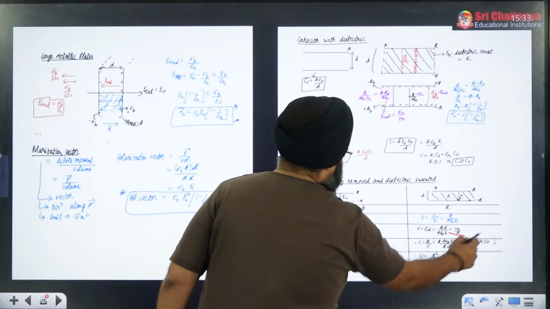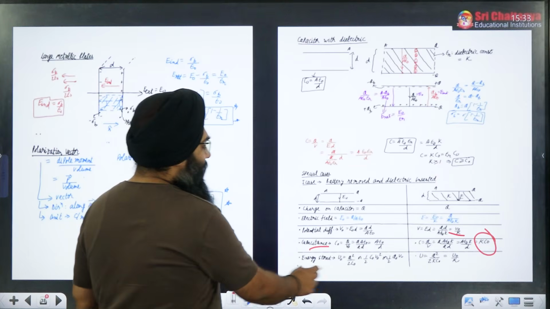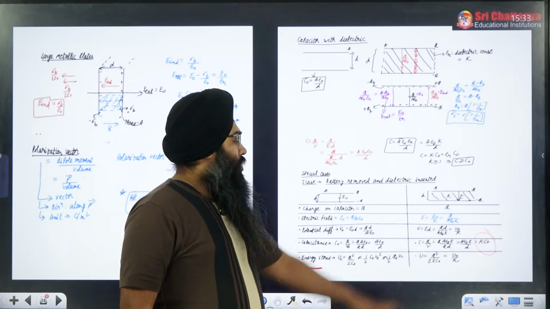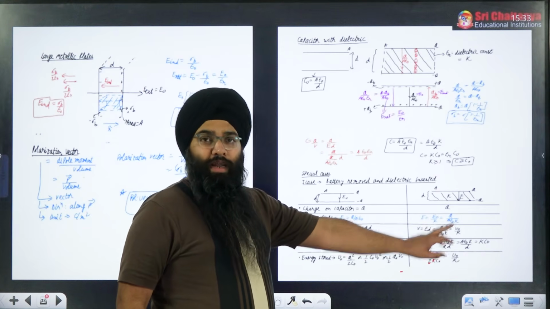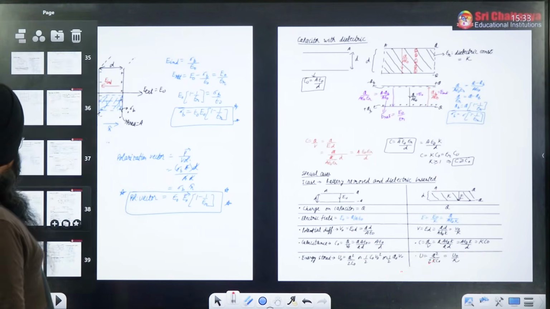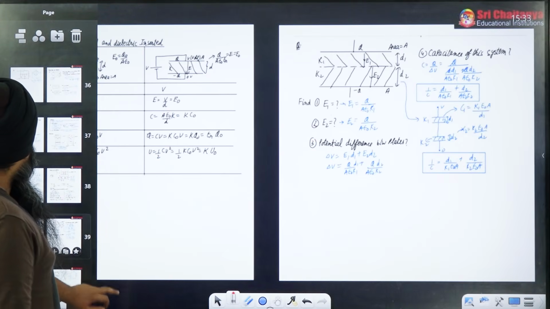Capacitance, I already told you, will become K C naught. Energy stored, because we know that energy stored is Q square by 2C naught, so here it will be Q square by 2K C naught. So the energy also will become 1 by K times. So please remember this particular table. It is very important.